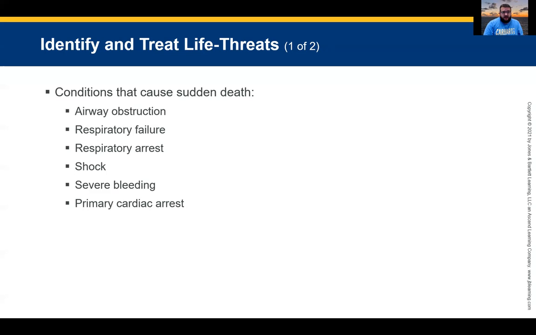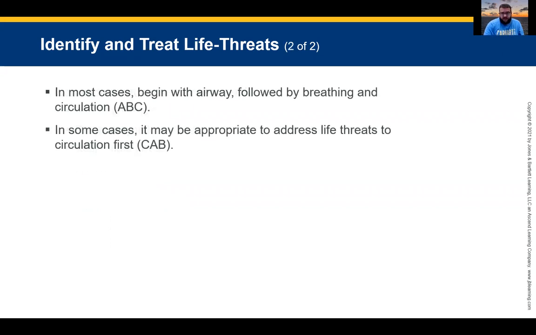It may be that an airway obstruction is what caused the cardiac arrest because they went into respiratory failure. They could have certain things that put them into respiratory arrest. So all of those can bounce off of each other and lead forwards and backwards. Or eventually the bad thing is you're going to be doing CPR anyway because some of those things may take place. In most cases, identifying and correcting life threats begins with the airway, followed by breathing and circulation, your ABCs.